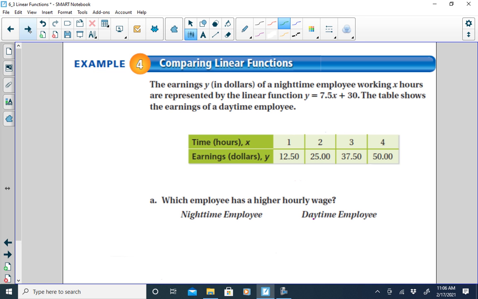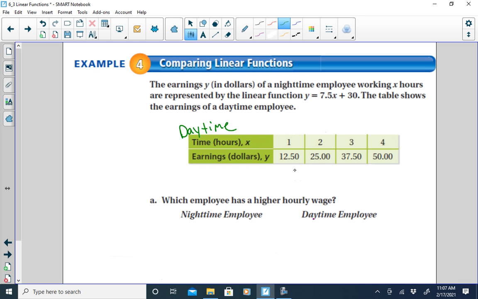Next problem. I want to be able to compare these two functions here. The earnings y in dollars of a nighttime employee working x hours are represented by the linear equation y is equal to 7.5 times x plus 30. The table shows the earnings of a daytime employee. All right, so here's the daytime employee, because that's the table. There's the nighttime employee. Which employee has the higher hourly wage?